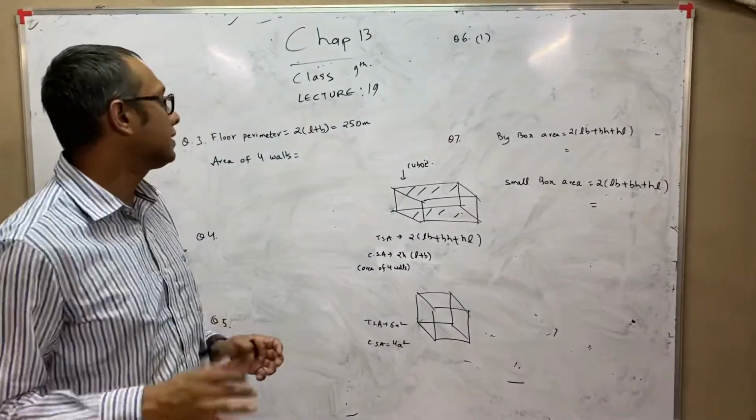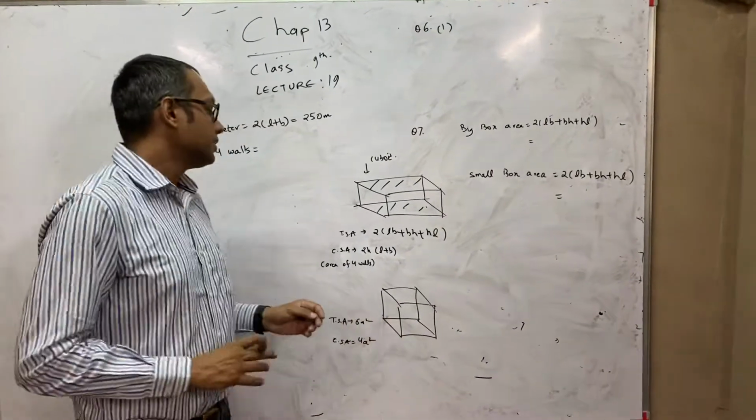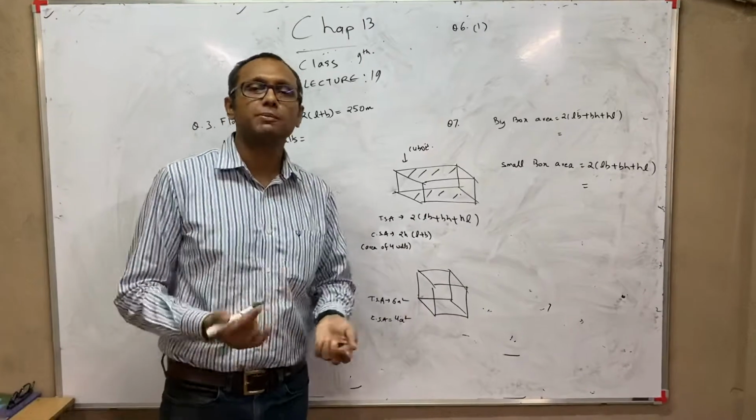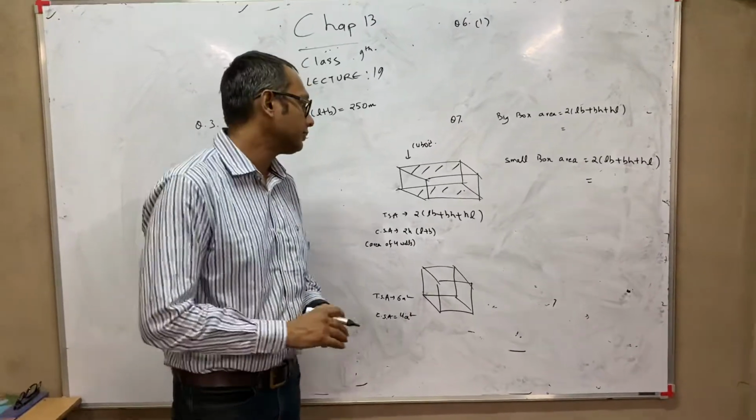They won't say directly to find curved surface area. And many times they will ask you to find the cost also. So whatever area you calculate, you have to multiply by whatever cost they have given.